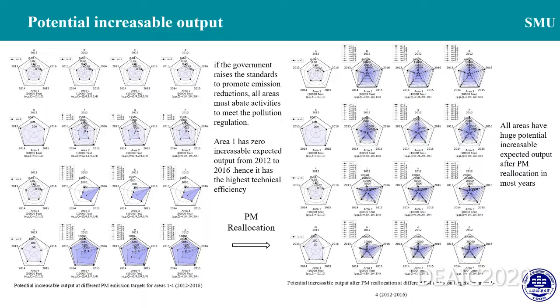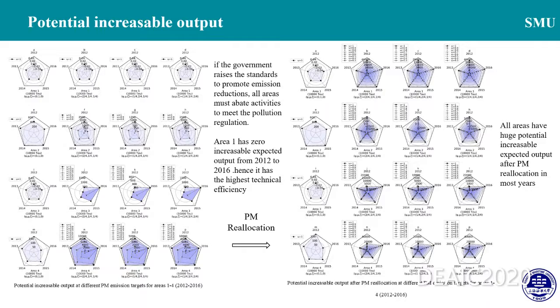Here, we present two pictures. Let's see the left part first. The left part picture is about the potential increasable output at different PM emission targets for areas 1 to 4. We use omega to stand for the different emission targets. When omega decreases, it means the government has raised its emission standards. So we can get the results from the left part picture.